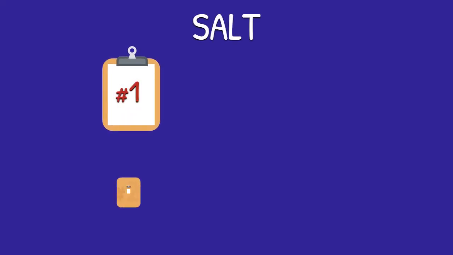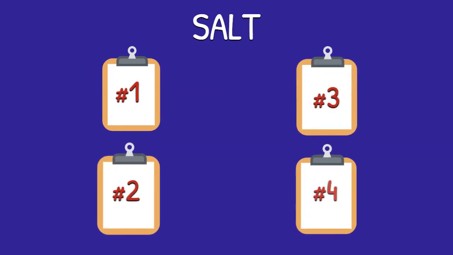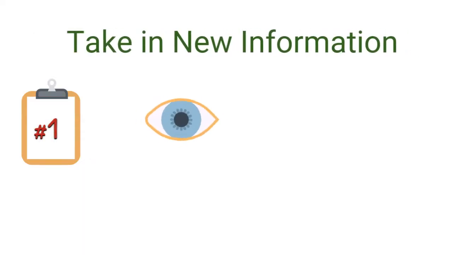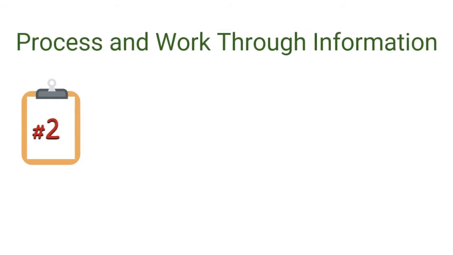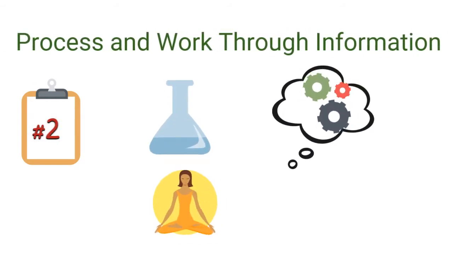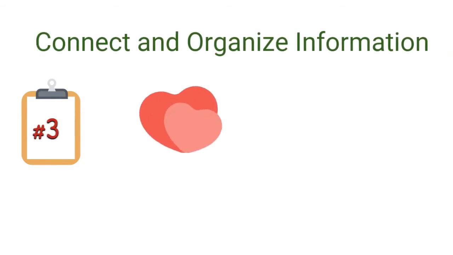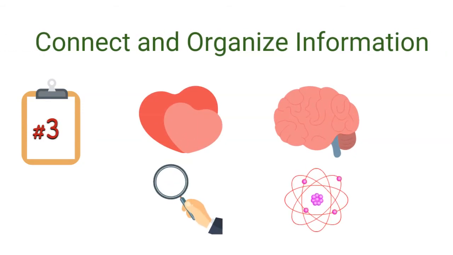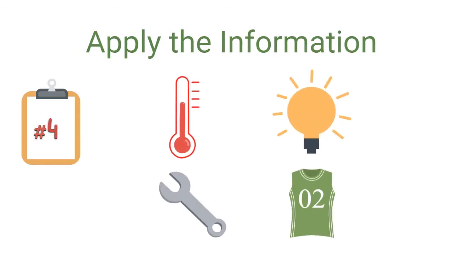SALT is broken into 4 quizzes that assess your preferences at different parts of the learning process. Quiz 1 assesses how you prefer to take in new information. Quiz 2 assesses how you prefer to process and work through the information. Quiz 3 assesses how you connect and organize the information. And Quiz 4 assesses how you apply the new information.